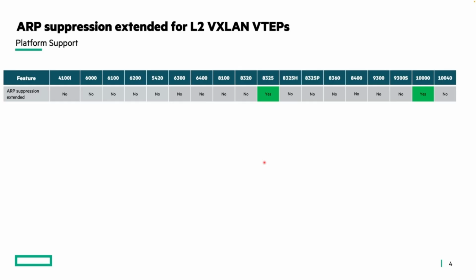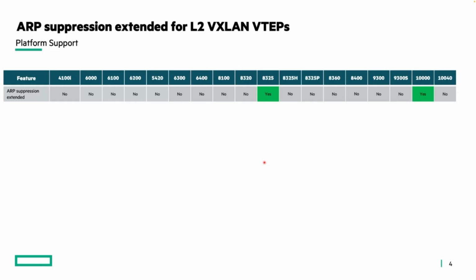As you can see here, ARP suppression extended is supported on the 8325 and CX 10K on version 10.16. These two platforms' ASIC supports port-based steal, so that the steal happens at the port level. I will talk on this with a small example.